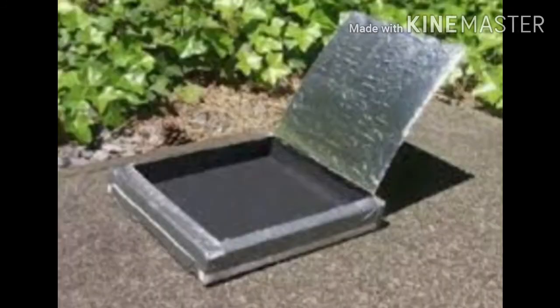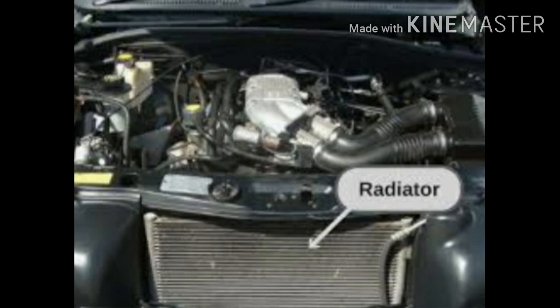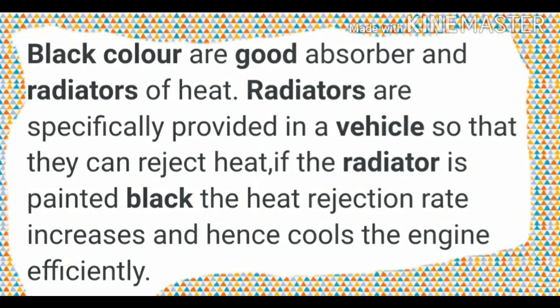You might have seen the box of a solar cooker is painted black from inside. This is because a black surface is a very good absorber of heat and it will absorb maximum heat radiations coming from the sun. The radiators on automobiles are painted black. Since a black surface is a better radiator of heat, this helps in fast cooling of the engine.